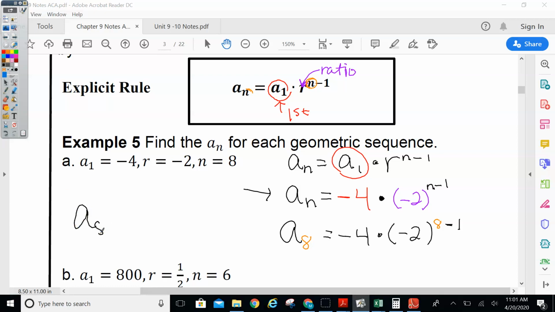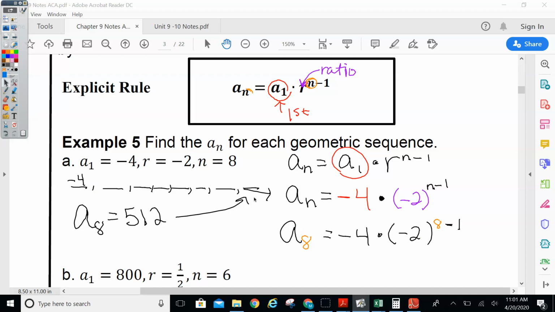So a sub 8 equals 512. Now again, you could get that by going in order. Here you could have -4 as the first one, multiply by -2, multiply by -2, by -2, all the way till you get to 8. So this is 1, 2, 3, 4, 5, 6, 7, 8, and that number would be 512. You could do it that way. It's just easier to plug it in this way.